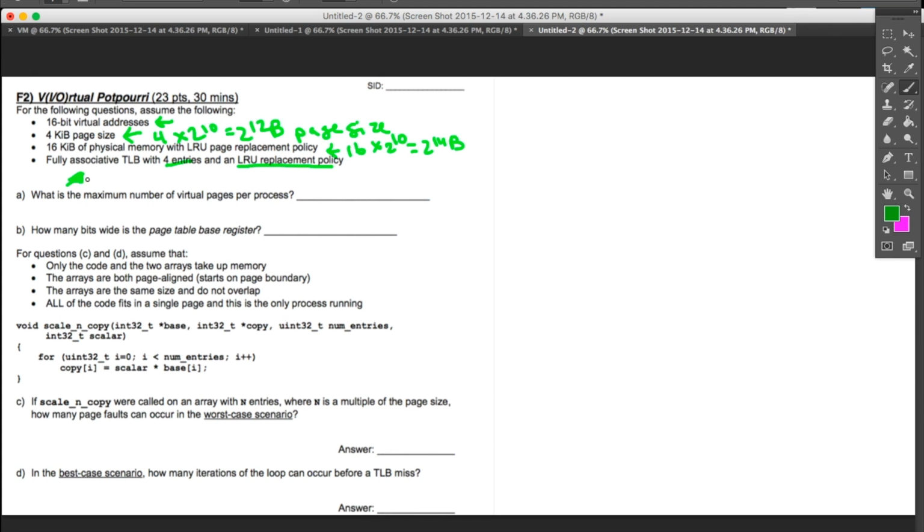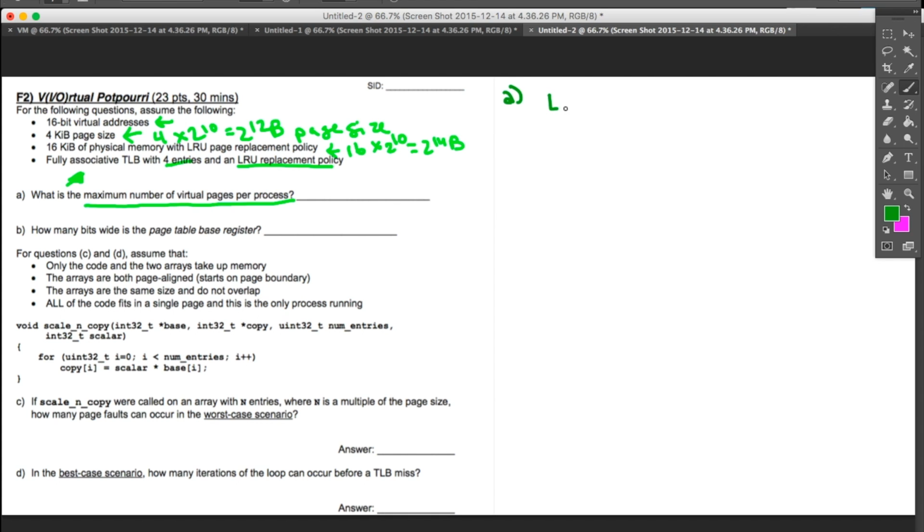So now that we have all that observed, we can identify what is the maximum number of virtual pages per process. Well, this is easy. Notice it doesn't say the maximum number of pages that a process can have in physical memory, or the maximum number of valid virtual pages per process. It's just asking the general, what is the maximum number of virtual pages per process? So what is the maximum number of pages that you could have for that one process?